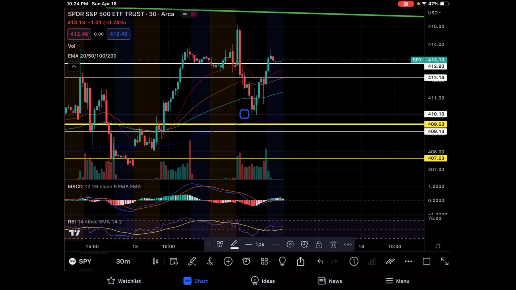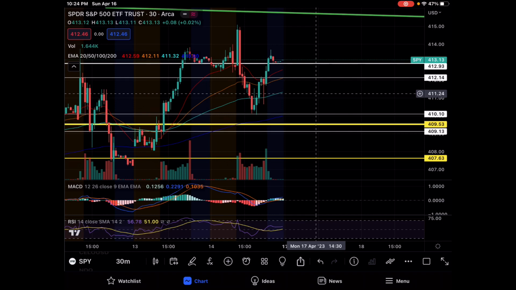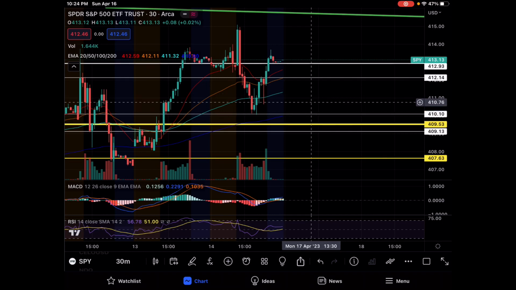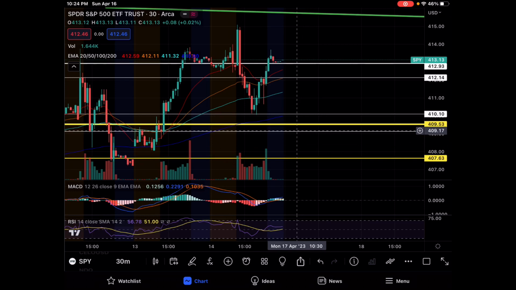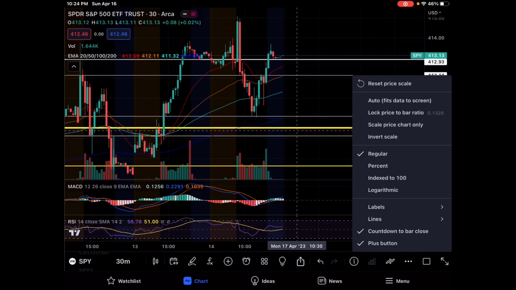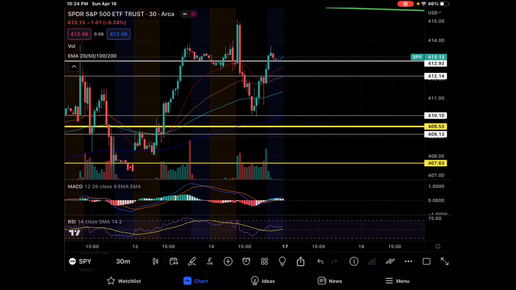We may have a gap down all the way to perhaps the 411.24 area, and maybe all the way down to the 410.10. And yes, we could even see all the way down to probably the 408.16, or maybe even filling that gap at 407.63. And then we just have to keep an eye on what the DXY does. So that's kind of your bear case there.